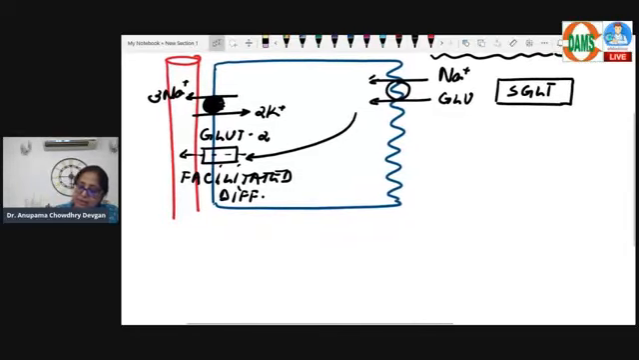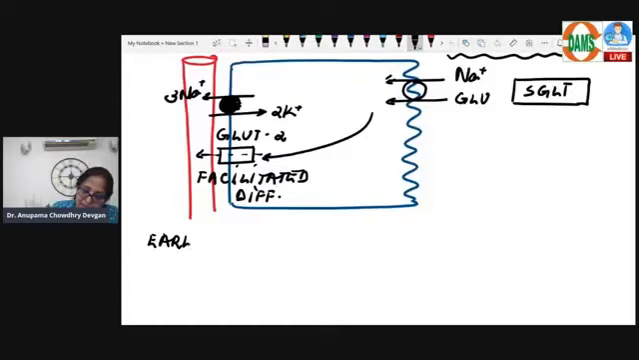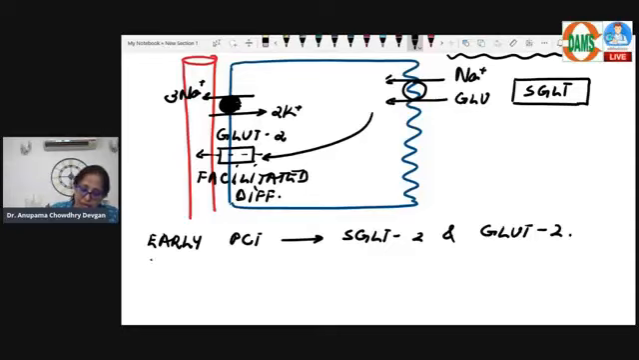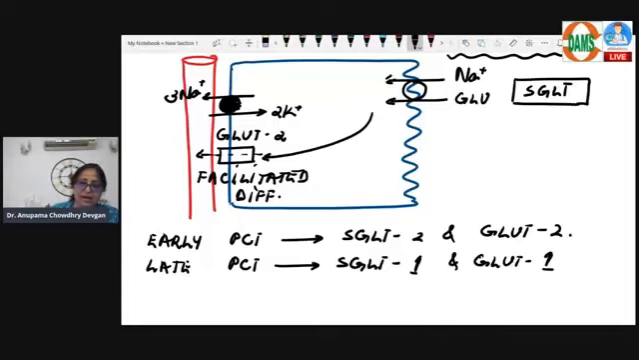Now remember, in early PCT, there is SGLT2 and GLUT2. In late PCT, SGLT1 and GLUT1. But most of the glucose reabsorption occurs in the early PCT. Early PCT has SGLT2 and GLUT2. SGLT is sodium glucose linked transport, a secondary active co-transport. In the early PCT, SGLT2 and GLUT2. In late PCT, SGLT1 and GLUT1.